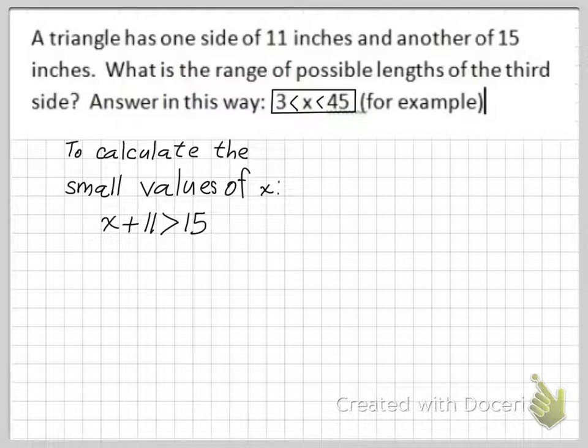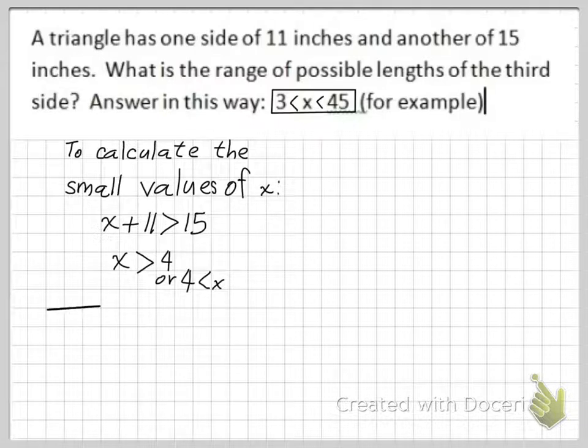So to solve for that, you subtract 11 from both sides and you get x is greater than 4, which you can also write as 4 is less than x, just reversing the order of that statement. So just to kind of explain what's going on, I just thought of this.